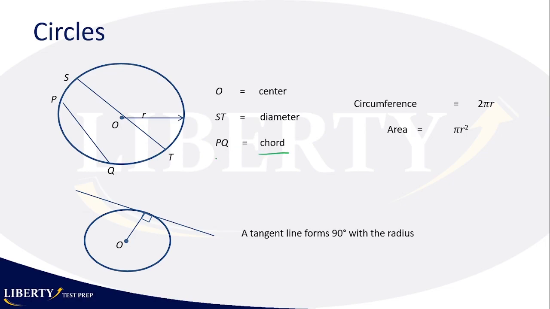Now, what is a chord? PQ will be a chord. A chord is any line that touches 2 points of a circle but doesn't pass through the center, right? Because if it passed through the center, it would be a diameter. Okay, but that's a chord.